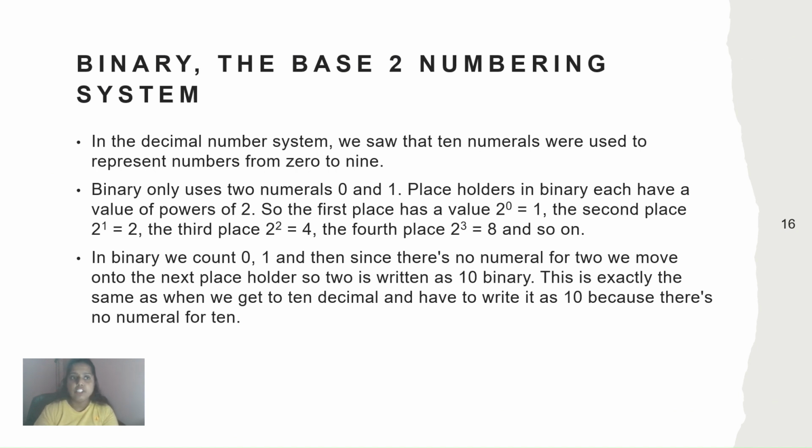Placeholders in binary each have a value of a power of 2. So the first place has a value of 2 to the power 0 equals 1. The second place, 2 to the power 1 equals 2. The third place, 2 to the power 2 equals 4. The fourth place, 2 to the power 3 equals 8, and so on. In binary, we count 0, 1, and then since there's no numeral for 2, we move on to the next placeholder. So 2 is written as 10 in binary. This is exactly the same as when we get to 10 in decimal and have to write it as 10 because there's no numeral for 10.